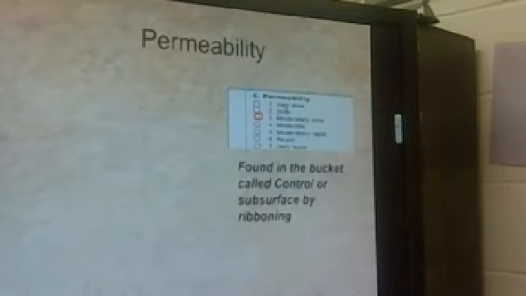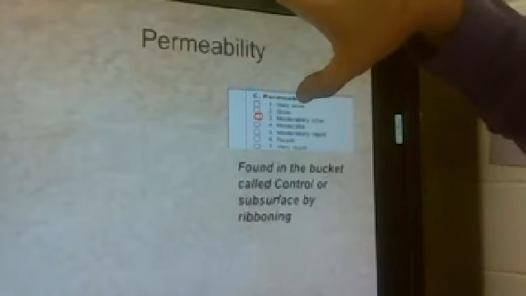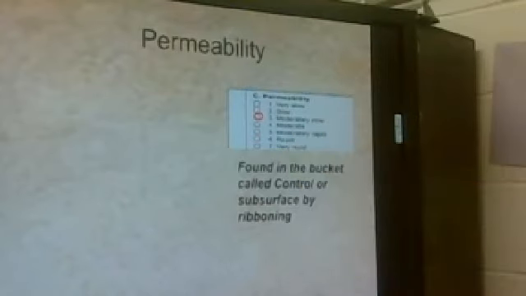Next is permeability. Permeability, you're going to do the same thing you did for texture, but instead of having fine, this is going to tell you your permeability. Way up here with the very slow, that's going to say that this soil has a lot of clay in it. Very rapid would be a lot of sand. You're going to find this in the bucket that says control. So permeability is how fast water runs through it.